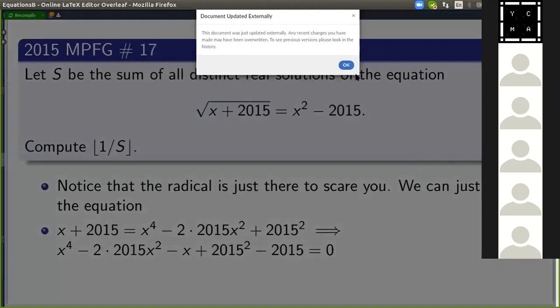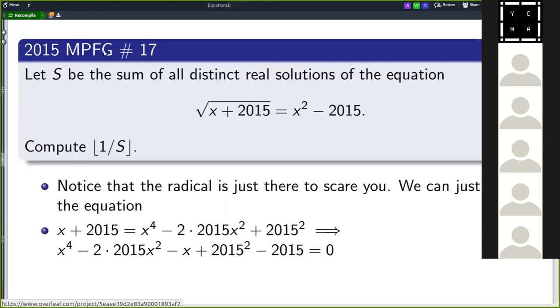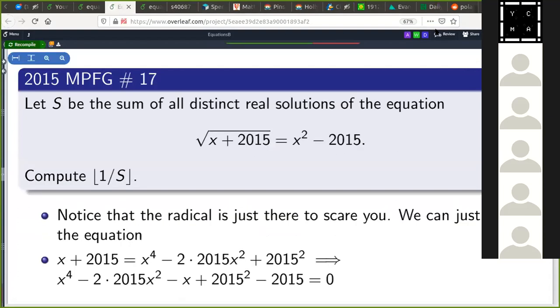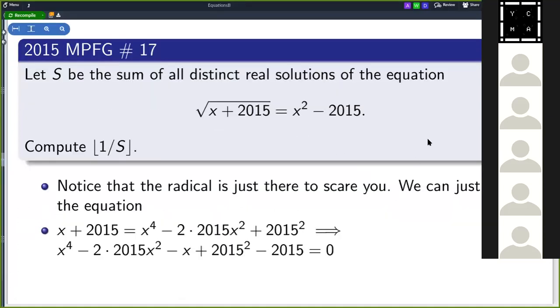Okay, is everything good? Okay, so let's just square it. And now we're going to get a quartic. So yes, quartic formula exists, but none of us know it. So how can we possibly solve this question now?